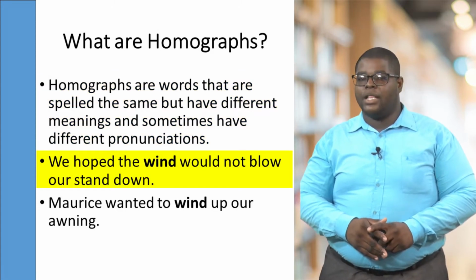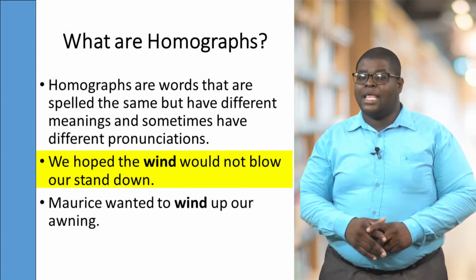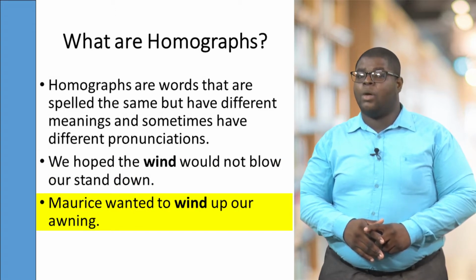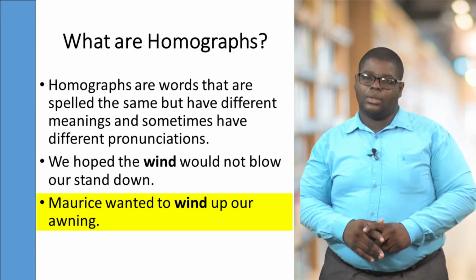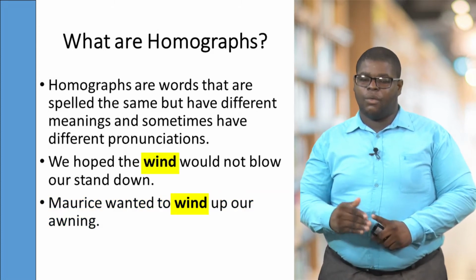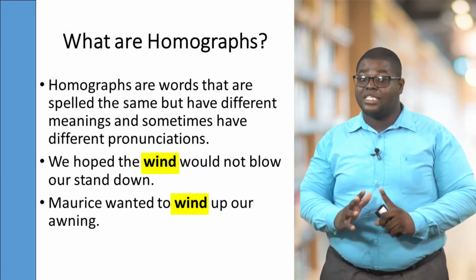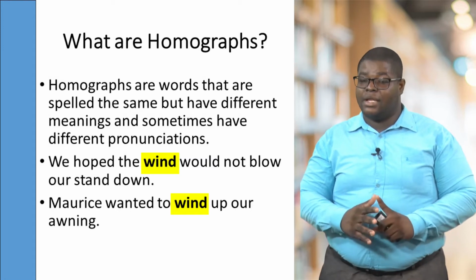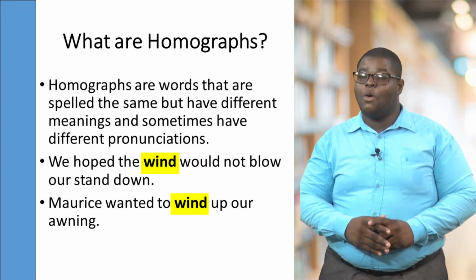We hoped that the wind would not blow our stand down. Maurice wanted to wind up our awning. What do you notice there? We have wind and then we have wind. You notice that? They're spelled the same. In this case, they have different pronunciations and their meanings differ. Now we have an example there of a homograph.